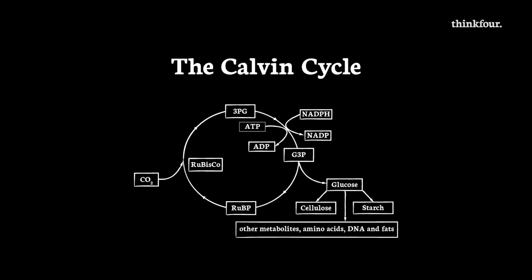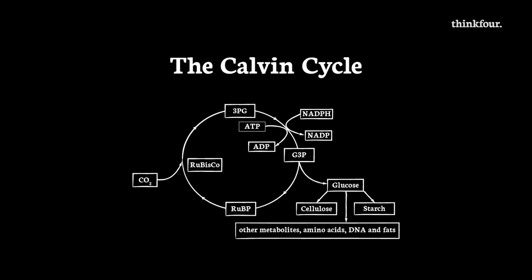As this is a continuous cycle, where is the best place to start? Let's begin where carbon dioxide is picked up. The enzyme Rubisco causes the carbon dioxide to combine with ribulose bisphosphate, or RUBP. This compound is almost immediately broken down into a molecule called 3-phosphoglycerate, or 3-PG.